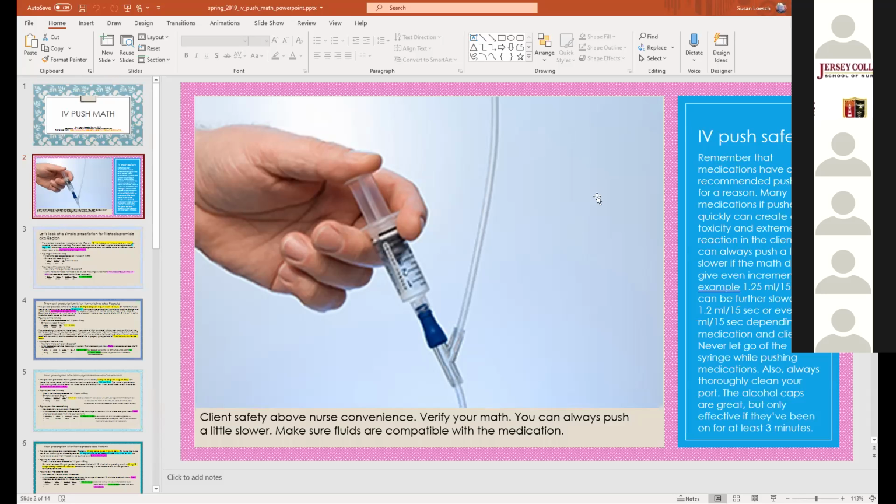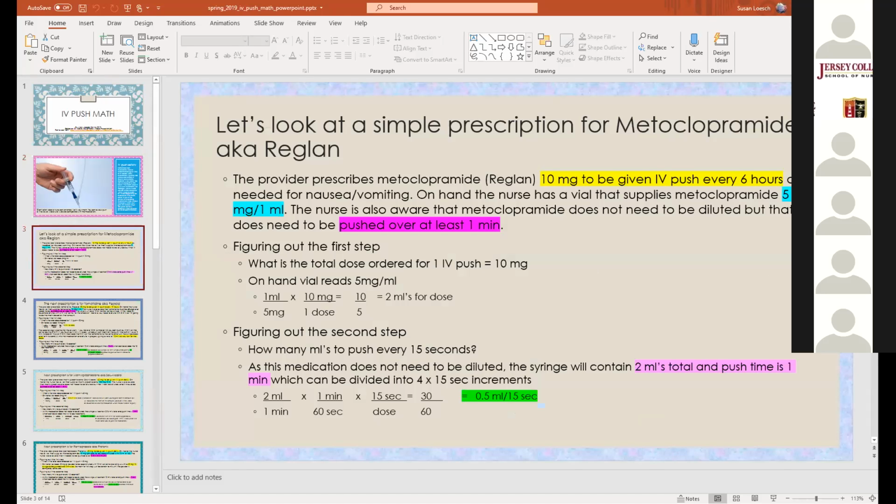And you're giving these medications over time. So the first one we're going to look at is Reglan. You have this order for Reglan. It's 10 milligrams. It has to be given IV push every 6 hours as needed. You have a vial that has metoclopramide, 5 milligrams per 1 mL. It doesn't have to be diluted, but it has to be pushed over at least 1 minute.